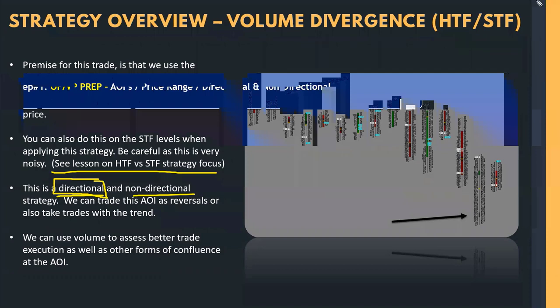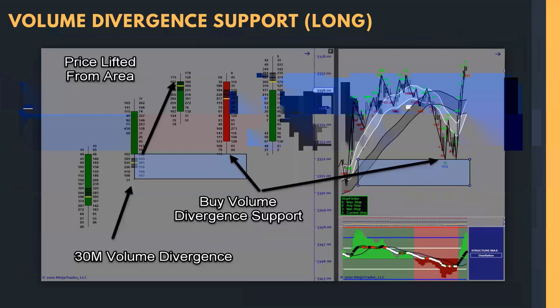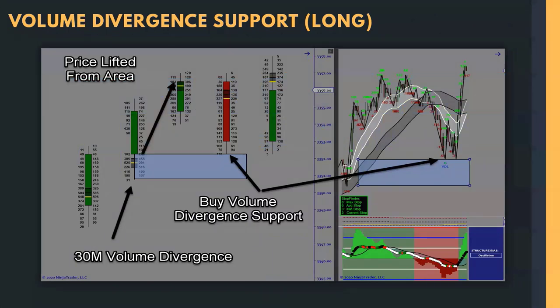Now, what I want to do is show you an example of what this is. This is a long setup, and this is on a 30-minute chart. You can do this on any chart, any time frame, anything you want. You locate volume divergence. Do you see how the volume is stuck at the bottom of the bars? Price reversed. Another hour has passed. On that 30-minute candle, price came down to touch the volume cluster.